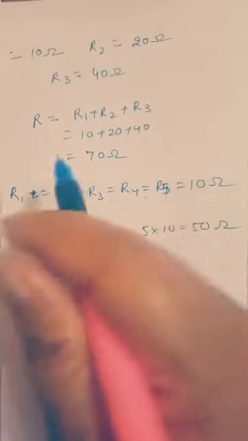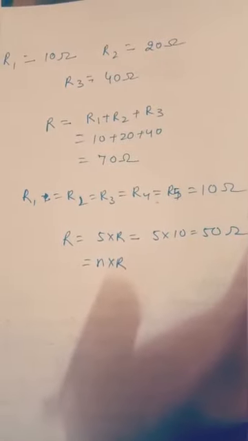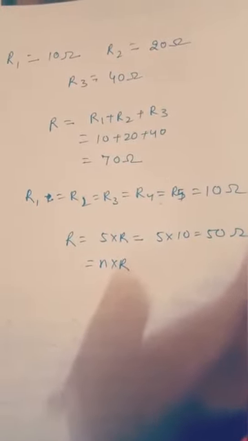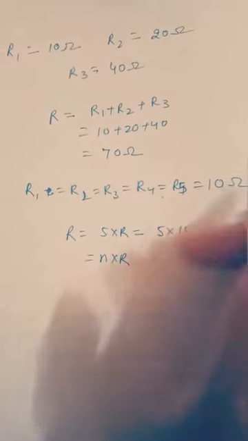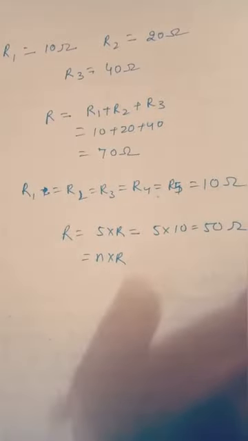Instead of 5, if you have n number of resistors having the same resistance connected, then the value of resistance will be equal to n into R.